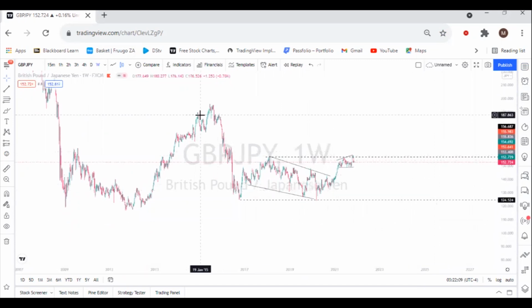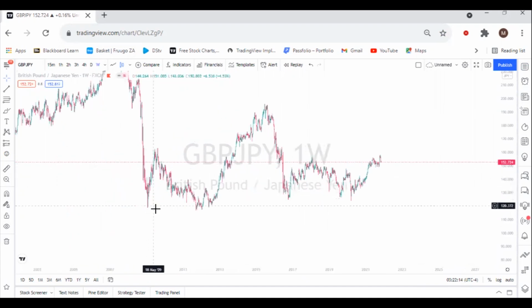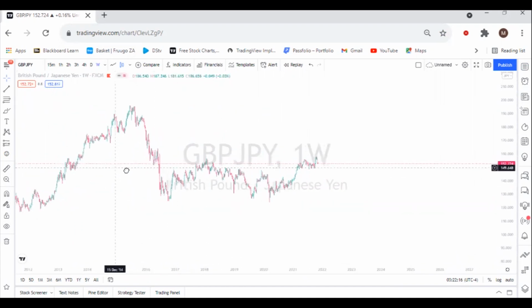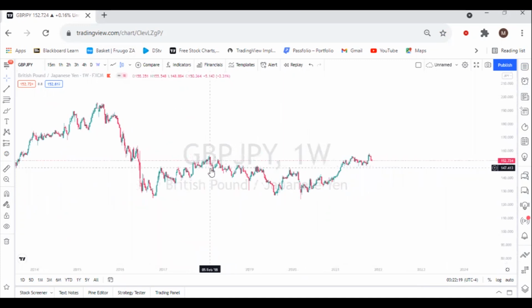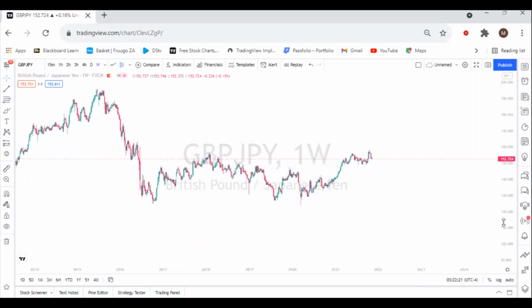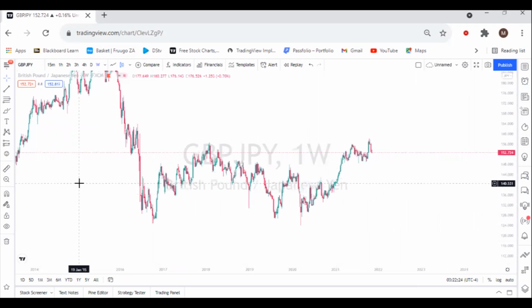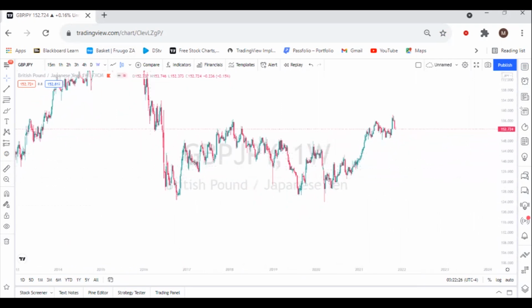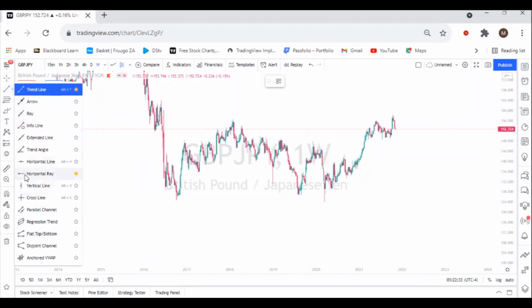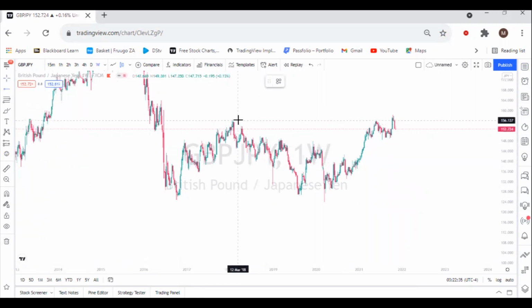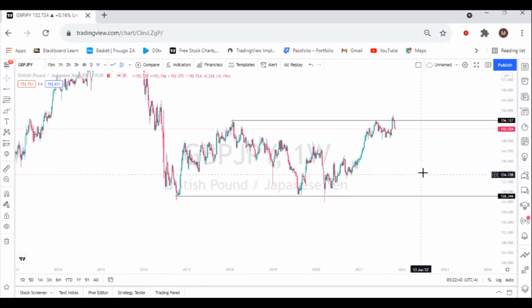So with the weekly, we're gonna spot our structure. Let me just remove everything. We're gonna draw a structure, and we are focusing on the current market, so we're not gonna go back to a year ago or something like that. This is our structure. So what you do first is spot your highest highs, lowest lows with your horizontal rays. So I'm gonna draw my highest high there and my lowest low right here.